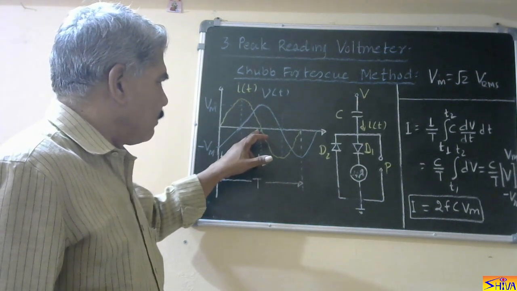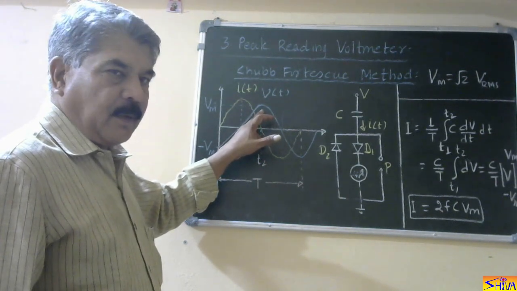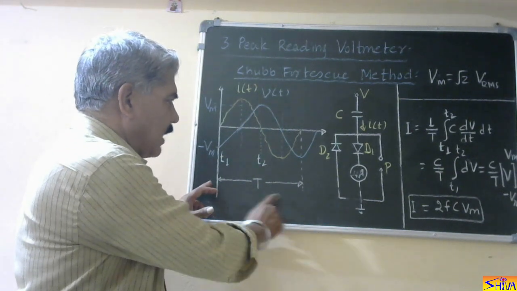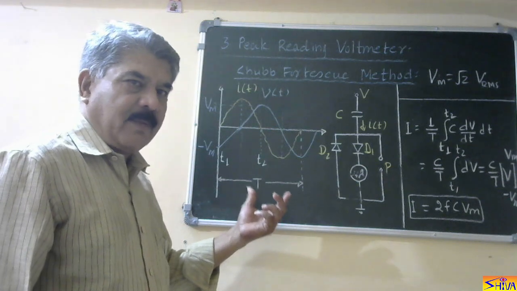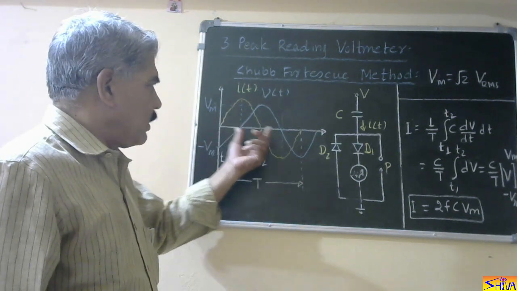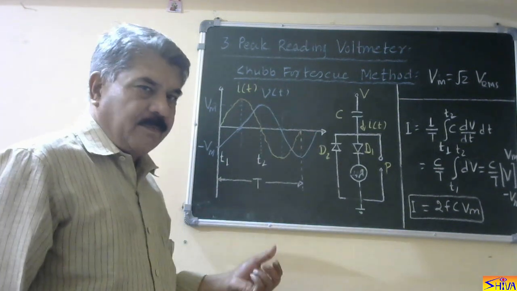When the current again becomes 0, the voltage is passing through its positive peak value. So capital T is one cycle of the current wave, that is, the time period of the current. From T1 to T2, the current is positive. From T2 onwards, up to this point, it is negative.